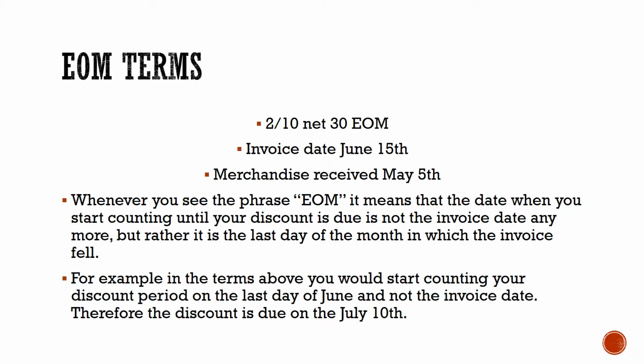EOM terms, end of month terms. 2/10 net 30 EOM, invoice date June 15th, merchandise received May 5th. Whenever you see the phrase EOM, it means that the date when you start counting until your discount is due is not the invoice date anymore, but rather it is the last date of the month in which the invoice fell. For example, in the terms above, you will start counting your discount period on the last date of June and not the invoice date. Therefore, the discount is due on July 10th.